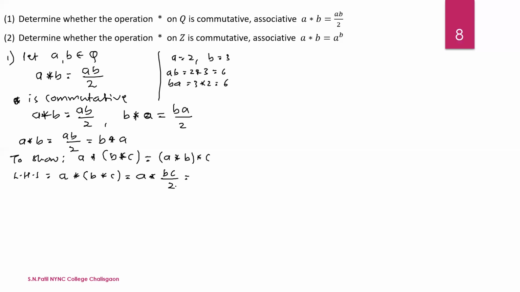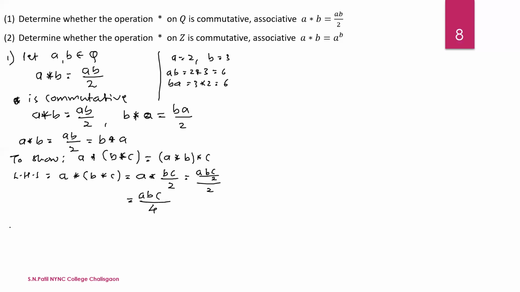Is equal to. Now this is one element and this is the second element. The resultant is the product of both elements, that is ABC, and divided by 2. So what we get here? We get ABC, and this 2 into 2, that is 4.